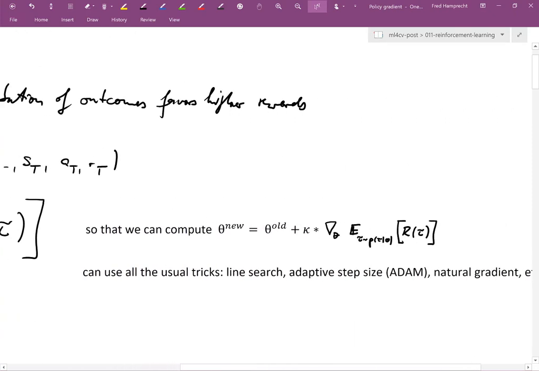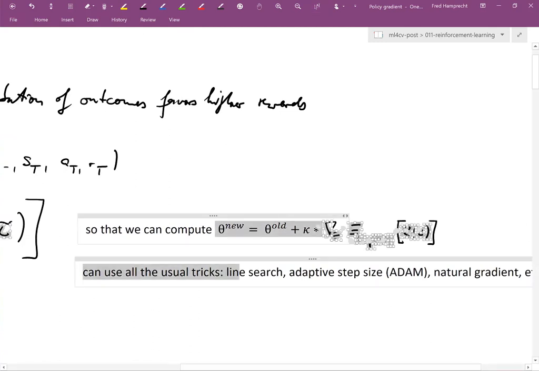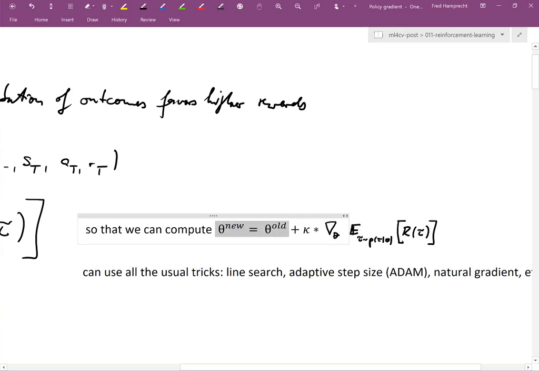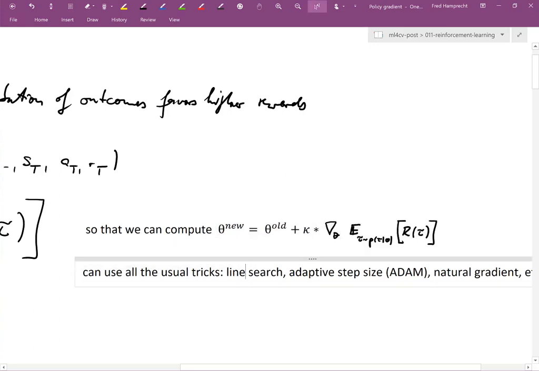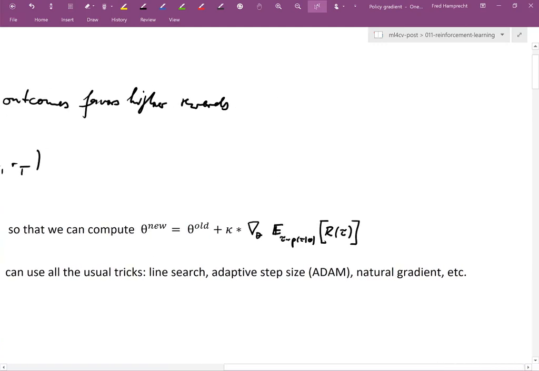So just like we did gradient descent to minimize the loss, here we do gradient ascent to maximize the reward. So we find new parameters, theta new, which are old parameters plus some magic step size times this estimated gradient. And just like with gradient descent, we can do all the usual tricks here. It's important to not walk too far, because even if you started at decent parameters and then you walk too far, you may end up with a system that no longer does anything useful.